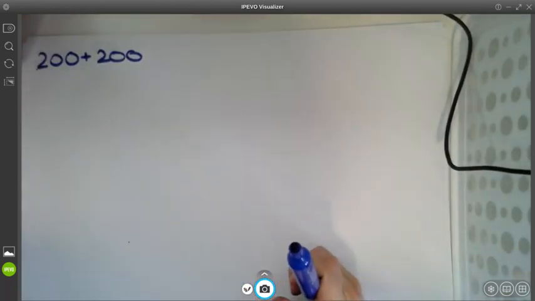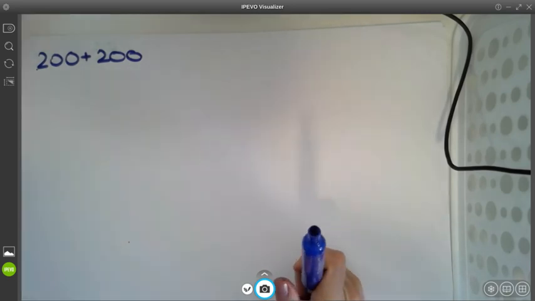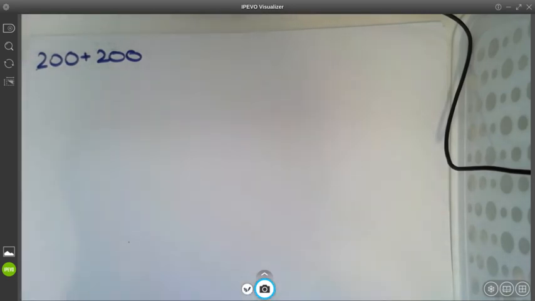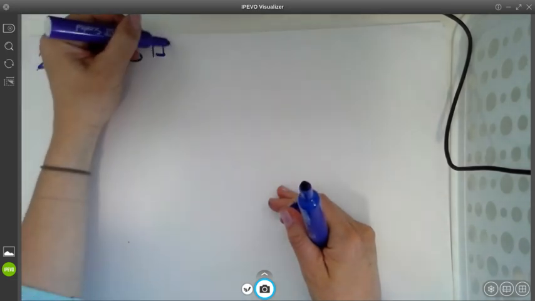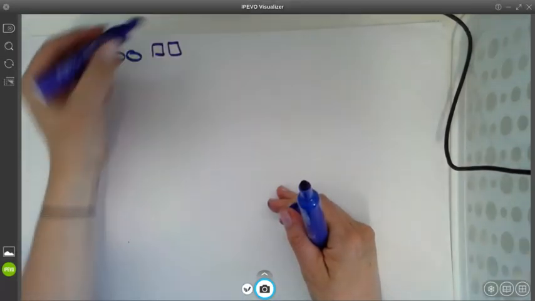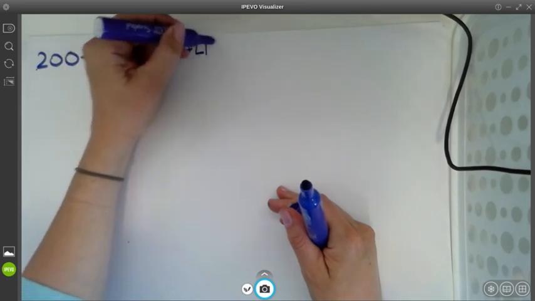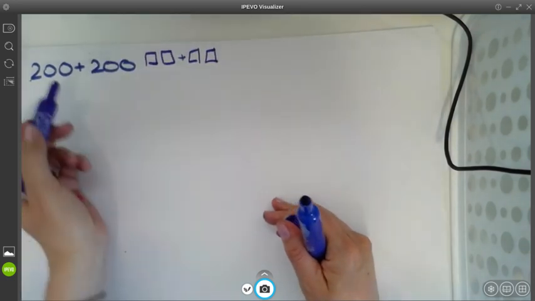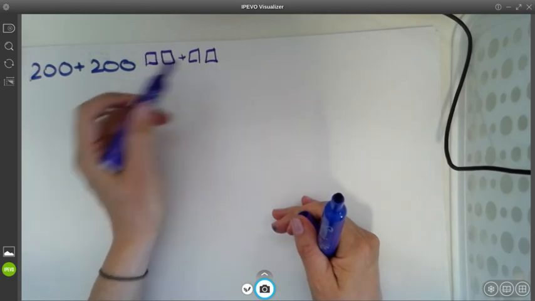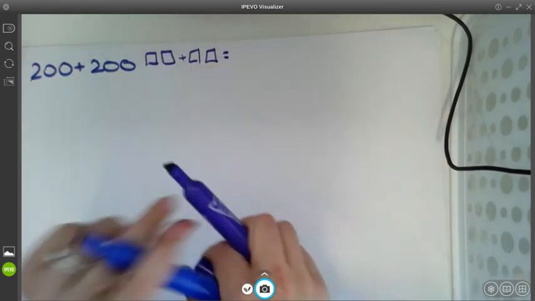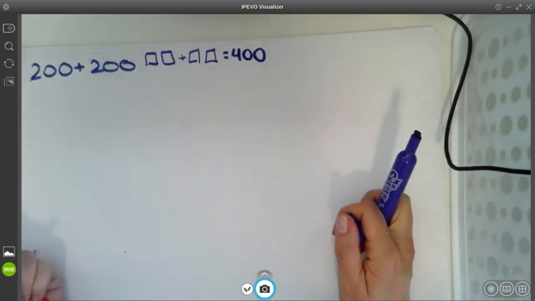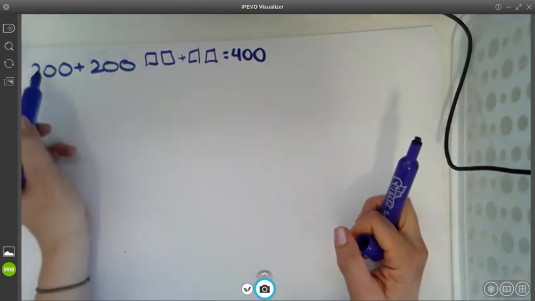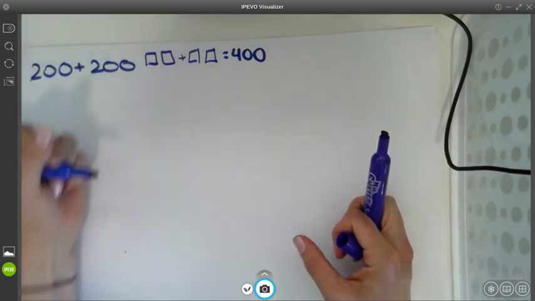Well, there's several things that you can do, several strategies that you can use in order to solve this. So the first thing is, of course, we can make drawings. Okay, so we can add 100, 200, and then add plus 100, 200. So we can see quite quickly, right, that 200 plus 200 equals 400.